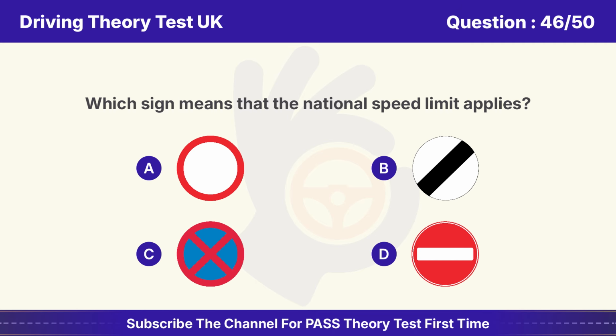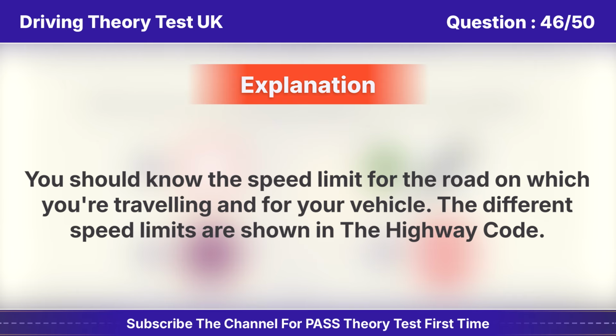Question 46. Which sign means that the national speed limit applies? Answer is B. National speed limit applies. You should know the speed limit for the road on which you're traveling and for your vehicle. The different speed limits are shown in the Highway Code.